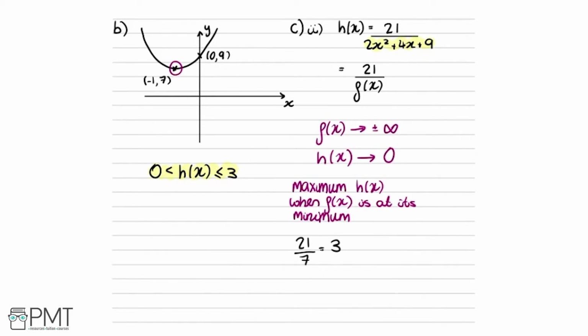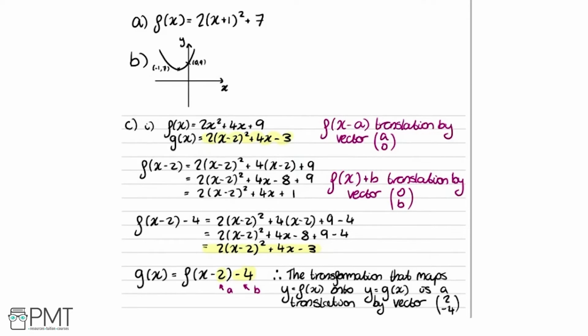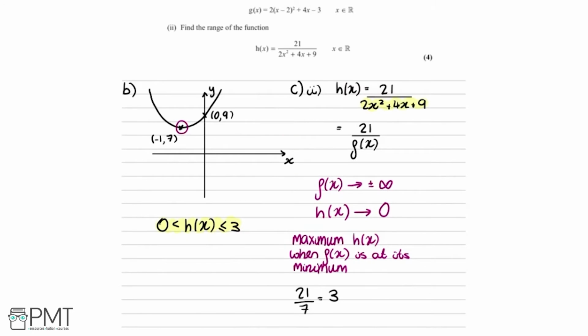So looking to see where we get our 4 marks in question C. We get 2 marks for the correct vector, so saying that it's a translation by this vector. If we'd only got one of these values correct, then we'd only get 1 mark. And here we get 1 mark for working out that we'll get the maximum value of h of x when we've got the minimum value of f of x, and the minimum value of f of x is 7. So working out 21 divided by 7 equaling 3. Then we get the final mark for the correct range of h of x.